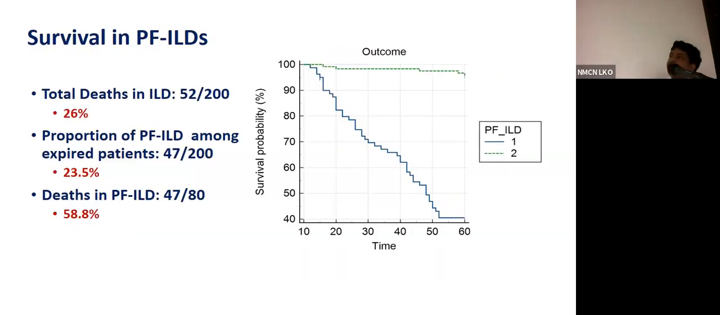Now, assessment of survival in PF-ILD groups. Total deaths were 52 among 200 patients, that is 26%. The proportion of PF-ILD patients that expired was 47 out of 200, around 23.5%. And deaths in the PF-ILD group were 47 out of 80, around 58.8%. So it was clear that death and survival outcome was very poor in PF-ILD compared to the non-PF-ILD group.